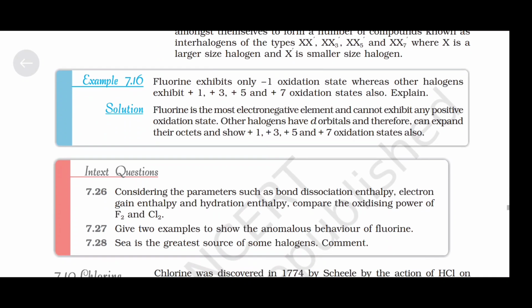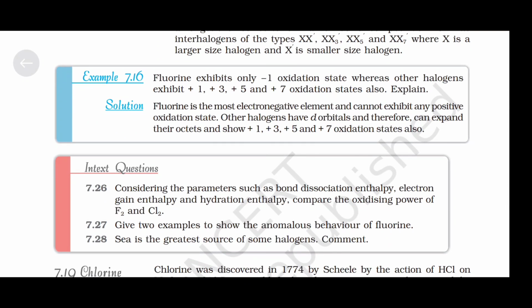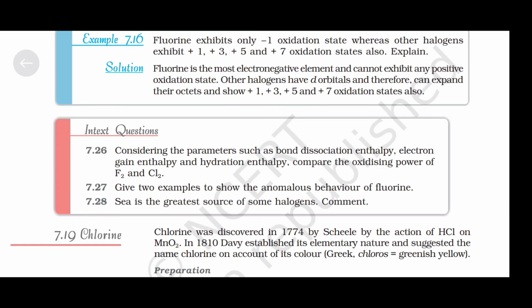Example 7.16. Fluorine exhibits only -1 oxidation state, whereas other halogens exhibit +1, +3, +5 and +7 oxidation states also. Explain. The solution is simple. See, fluorine is the most electronegative element and cannot exhibit any positive oxidation state. Other halogens have d orbitals and therefore can expand their octets and show +1, +3, +5 and +7 oxidation states also.